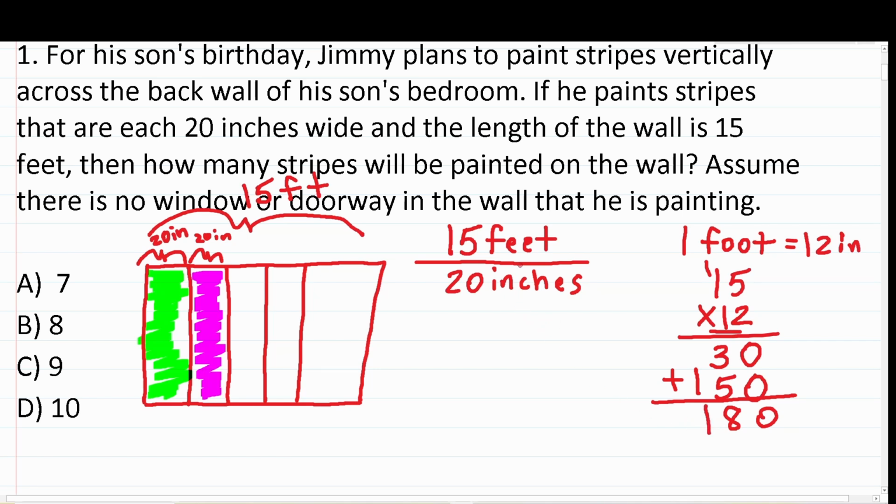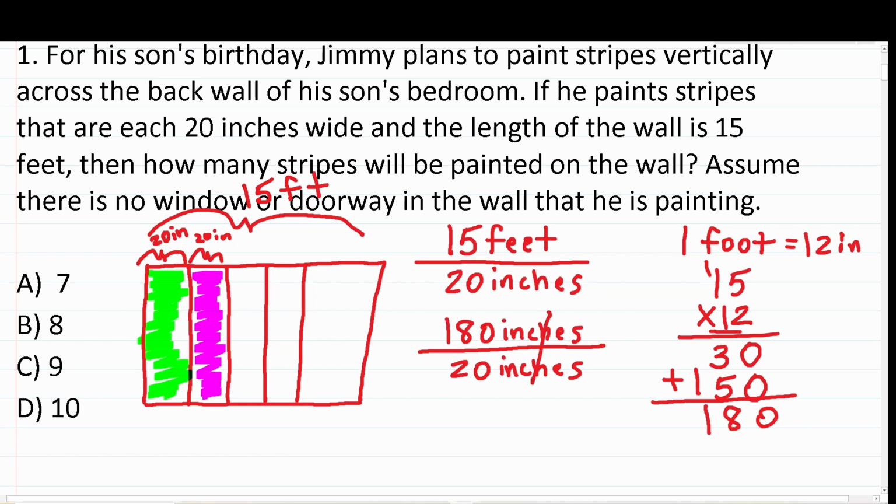So this 15-foot wall is actually 180 inches. We're going to be dividing that by the width of each of these stripes, which is 20 inches. And as it happens, this math is very easy to do.